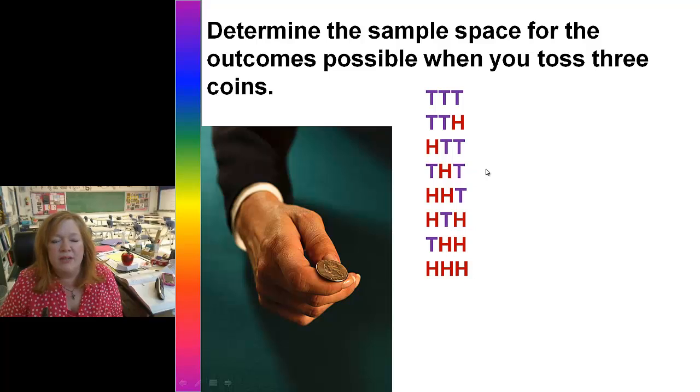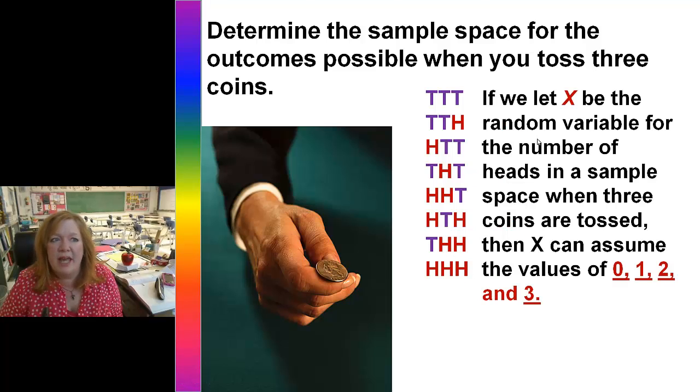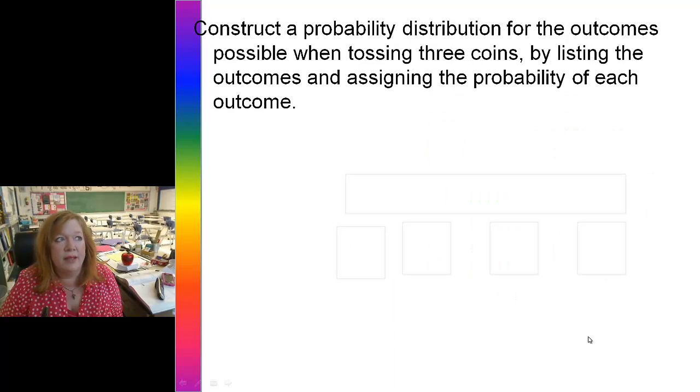If we let x be our random variable for the number of heads, could it have been the number of tails? Yes, but let's do the number of heads. In a sample space, when 3 coins are tossed, x can be 0, 1, 2, or 3. So there are no heads in this trial. There's 1 head in this one, 1 here, 1 here, 2 here, 2 here, 2 here, and 3 here. So those are the possible values for the number of heads in each trial.